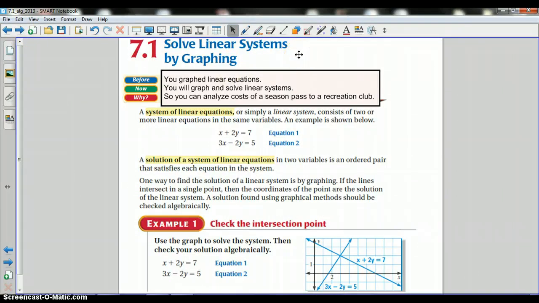So if you take a look at your textbooks, Lesson 7.1 talks about solving linear systems by graphing. Prior to this, you've already learned how to graph a linear equation, and now you will graph and solve a linear system so that you can analyze costs of a season pass to a recreation club. There's a real-life application why you would want to know this.